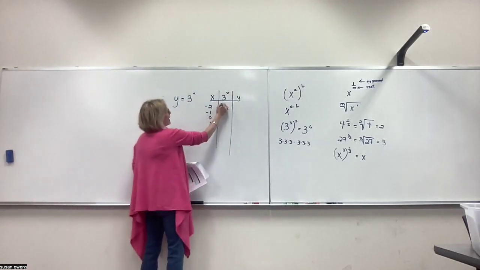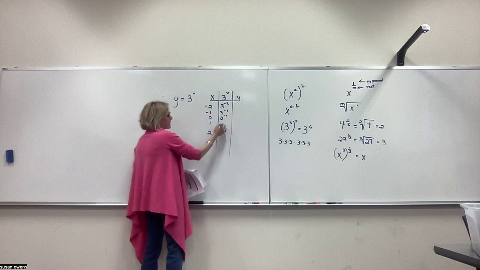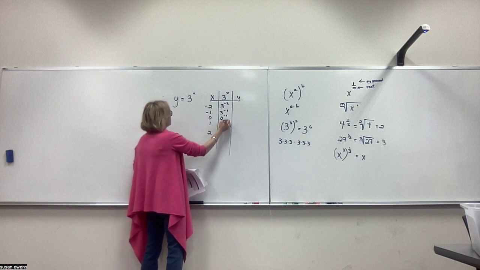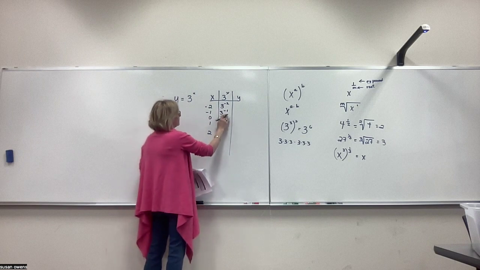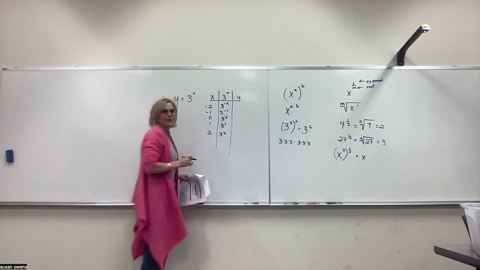Okay, so we've got 3 to the -2. We have 3 to the -1. We have 3 to the 0. Yes, thank you, I just got going. 3 to the 0, 3 to the 1, 3 squared.